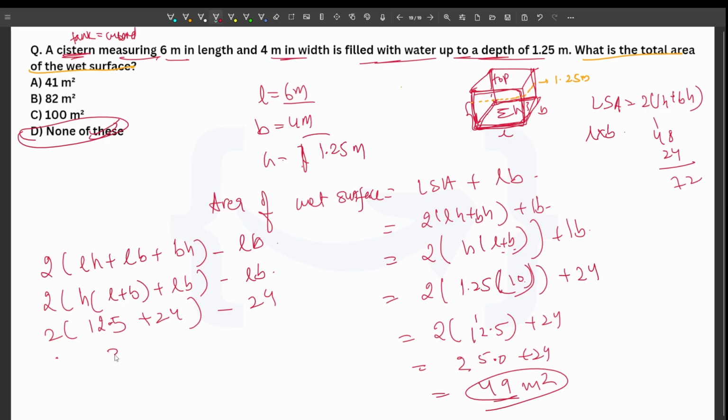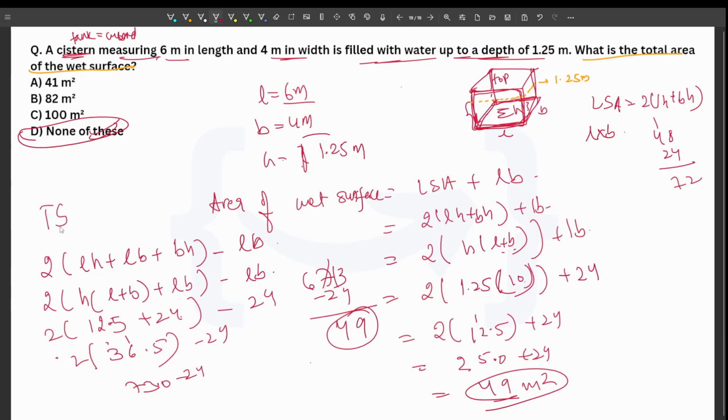It will become 25 plus 48 is 73, then 73 minus 24. What will it come to? It will come to 49. So yes, this is another way, if you find the total surface area minus the ceiling, which we did. Okay, the same case happened here as well.